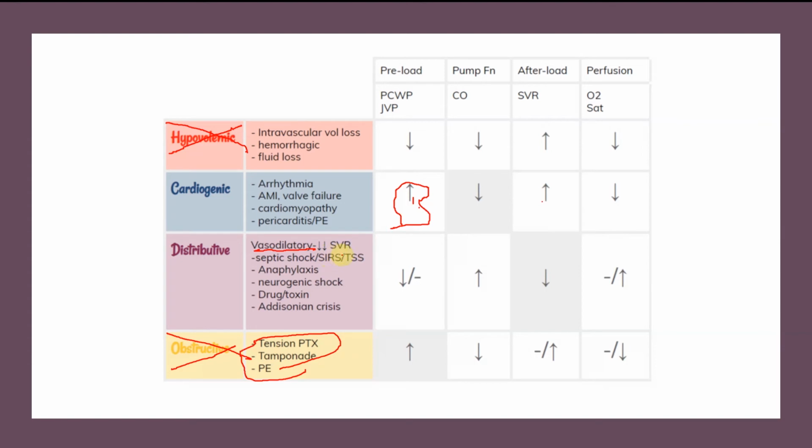So the arteries and the veins are actually flaccid, so to speak. Imagine if the veins were paralyzed. They usually have some kind of vascular tone, but in distributive shock, it loses its tone. And this is actually key to understanding distributive shock and how we should manage it. So the preload is generally decreased because of this loss of vascular tone. Pump function is initially increased.